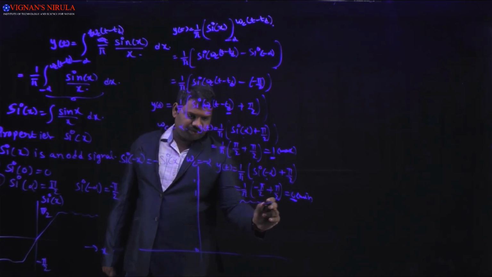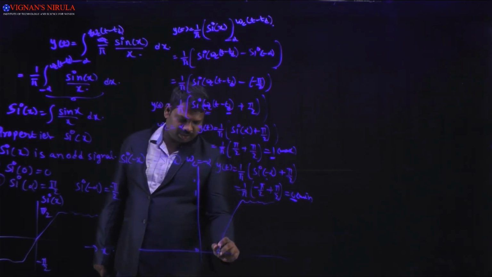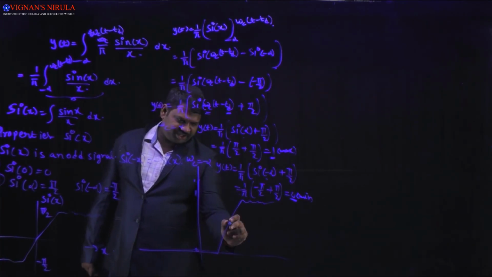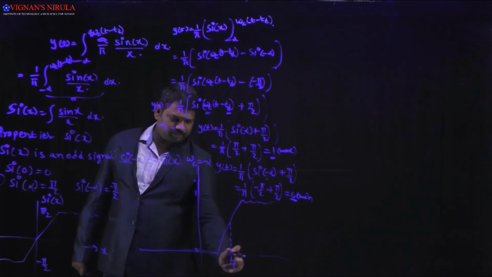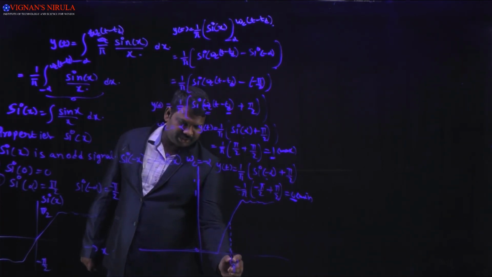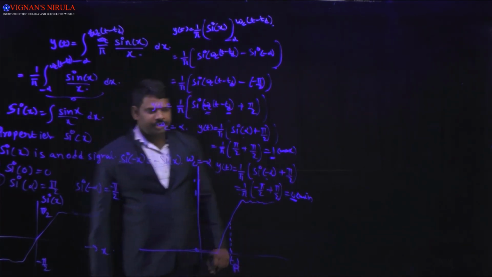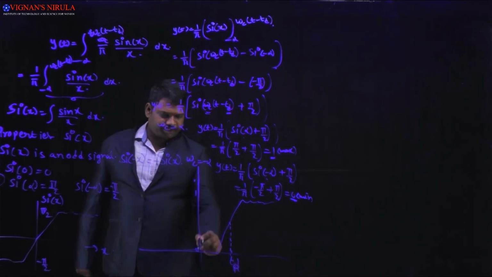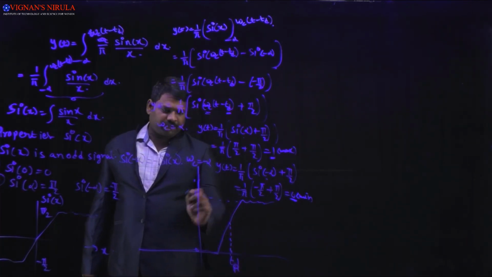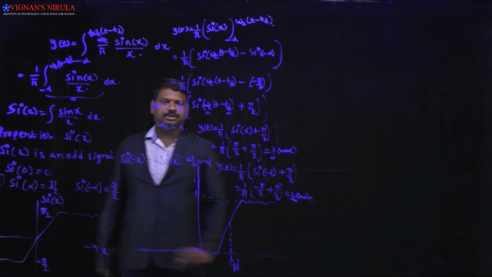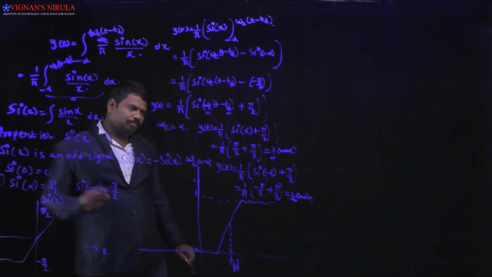Therefore, at the maximum we'll have this 1. And it is being delayed by the td units. That's why it is centered at td, with the minimum value as 0 and the maximum value as 1. And it appears similar to that of this sine integral function.